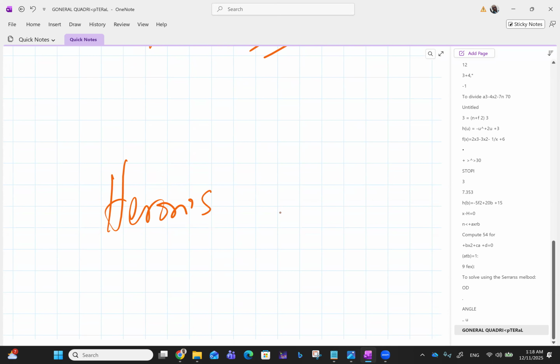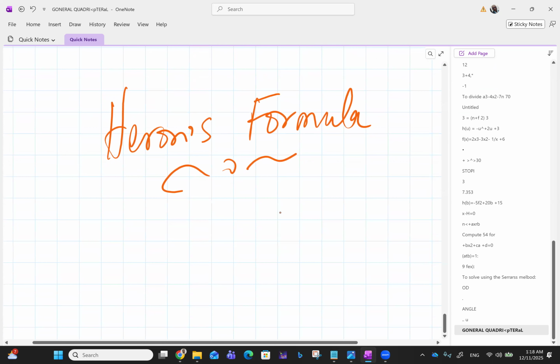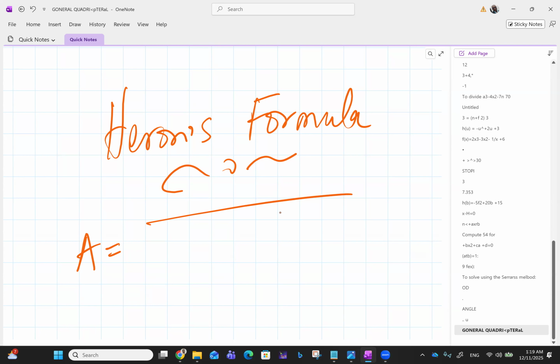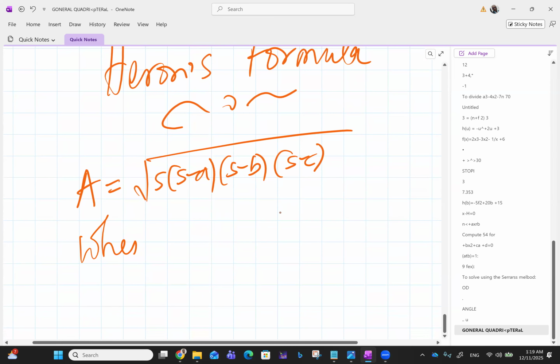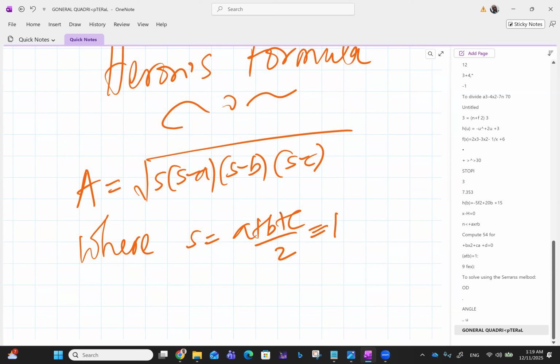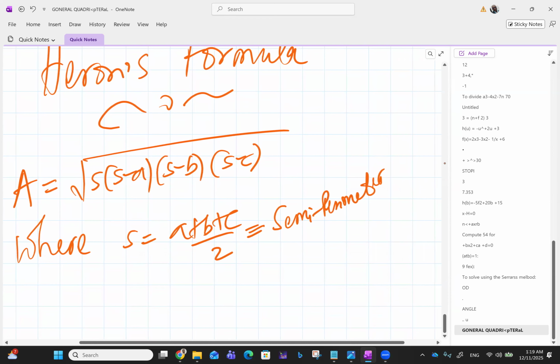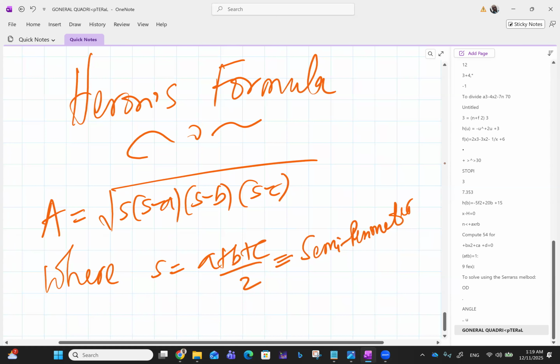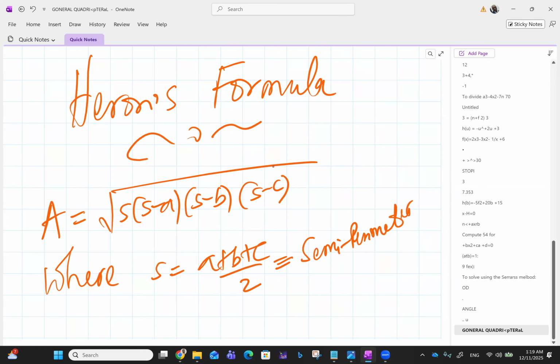So I'll just quickly refer to Heron's formula. For Heron's formula, you need what you call a semi-perimeter. The area of a triangle is given as the square root of S times (S minus A) times (S minus B) times (S minus C), where S is equal to (A plus B plus C) divided by 2, and it is known as the semi-perimeter. This is another way to find the area of a triangle. It depends on the information you have about the triangle, so you can use any of these that apply.